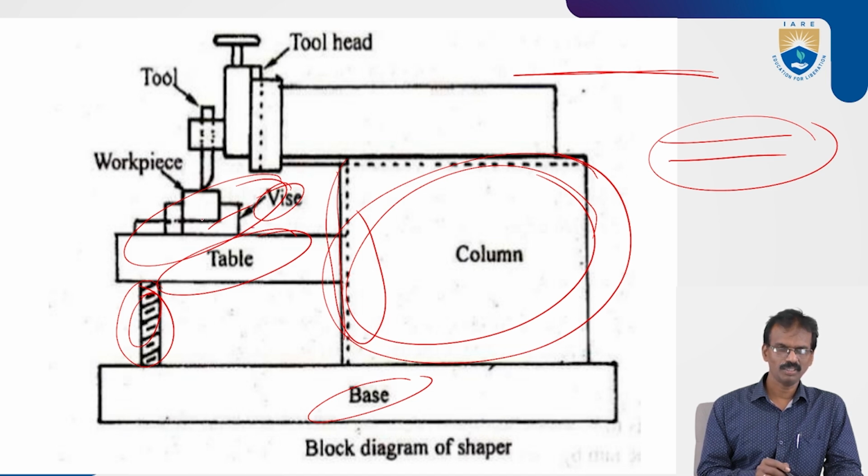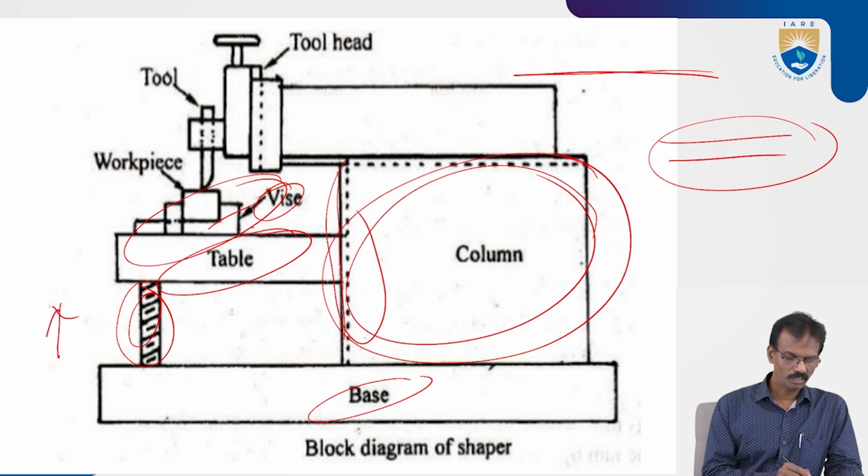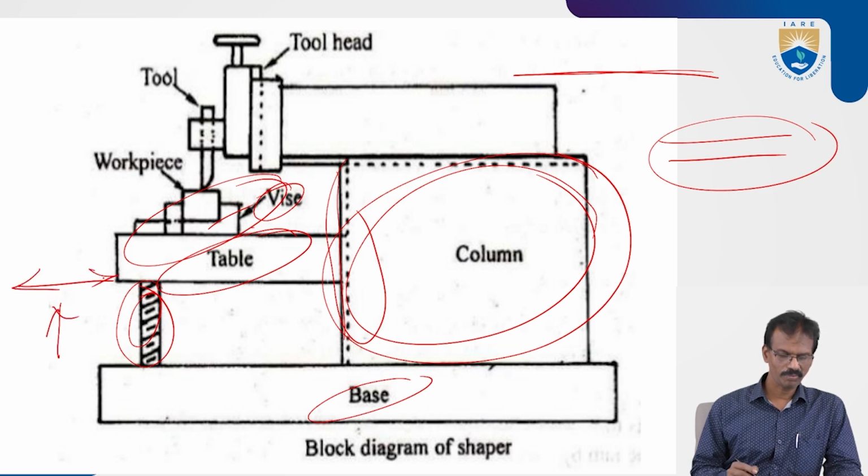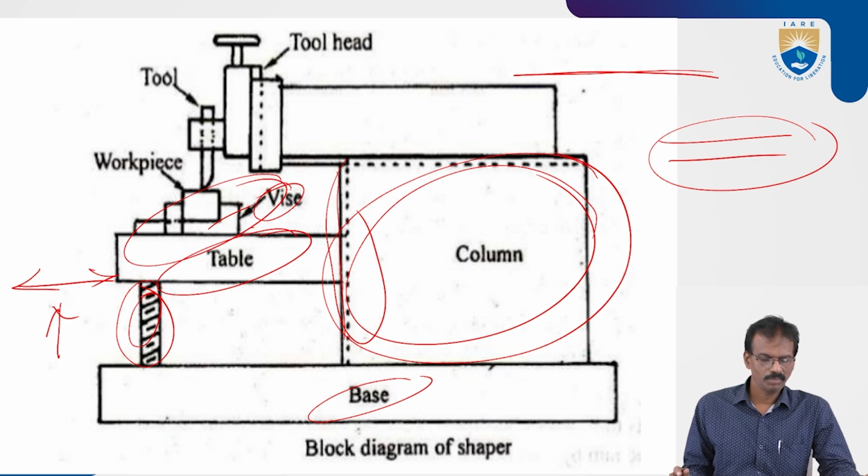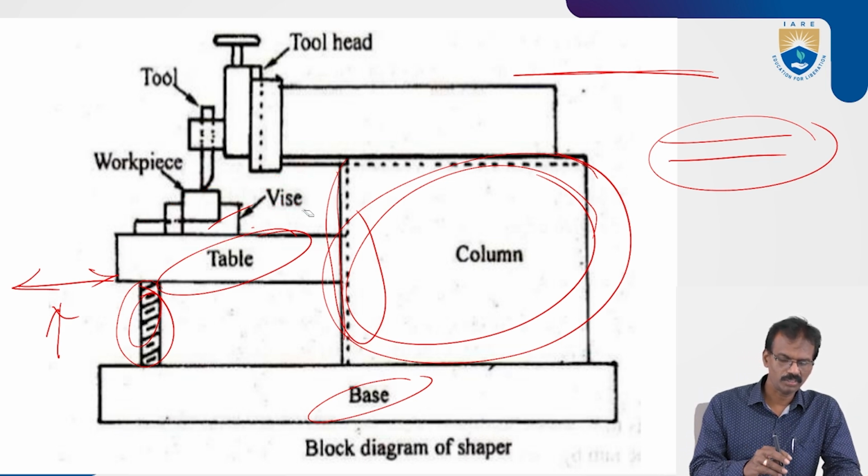So we have the upward direction movement, and cross movement is also provided, and slide movement is also there, by the help of these vices.